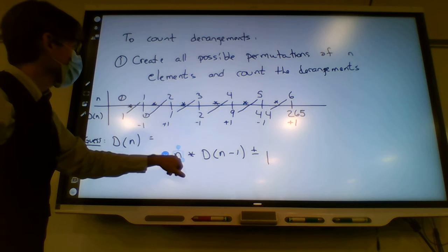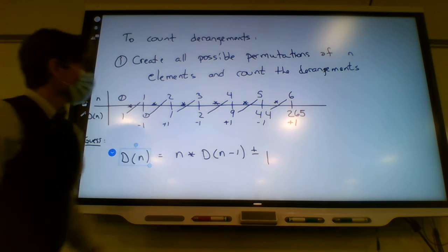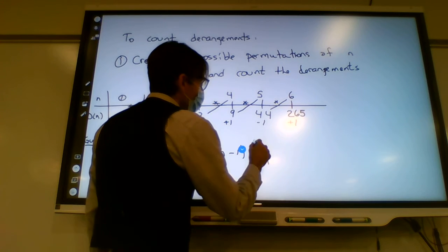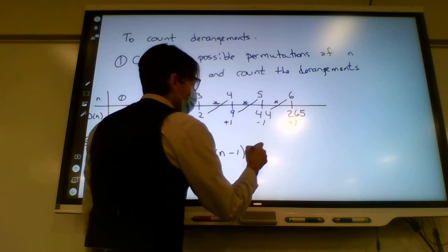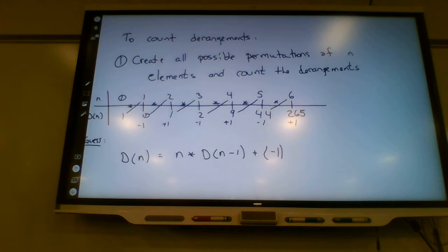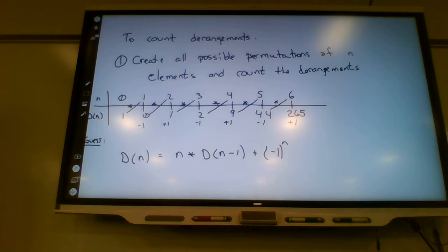When does it look like we're adding one? When n is even, and we're subtracting one when n is odd. So what could we do over here instead of saying plus or minus one? We could say plus minus 1 to what power? To the nth power. And so then what would happen? When n is odd, that would be a negative number, and when n is even, that would be a positive number. And so if this pattern continues, we have a nice little formula for calculating the number of derangements.